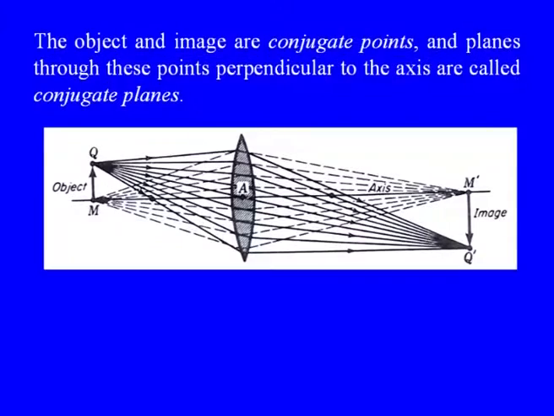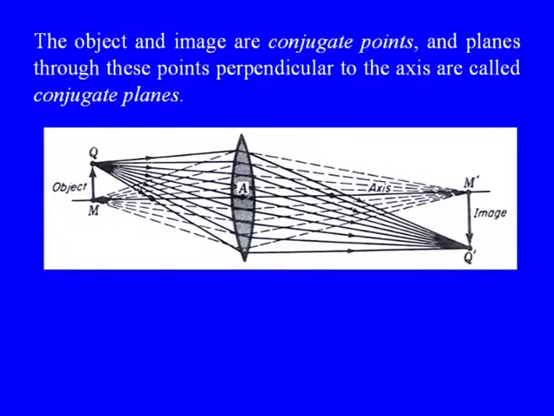The object and image are called conjugate points, and the planes through these perpendicular to the axis are called conjugate planes. The plane M q and the plane M prime q prime are conjugate planes. M prime is the image corresponding to the object point M, q prime is the image corresponding to the object point q.